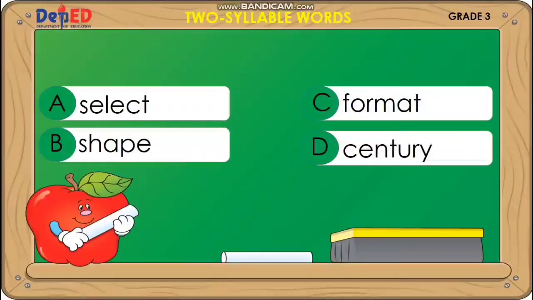Next, A. Select. B. Shape. C. Format. D. Century. What are the two-syllable words we can see in this group of words? Very good. The answer is select and format.